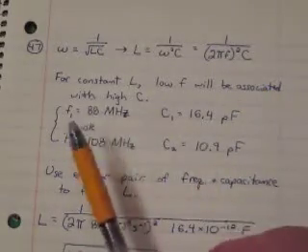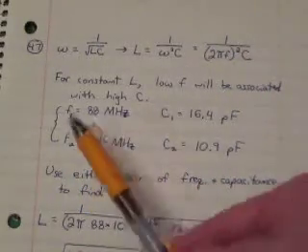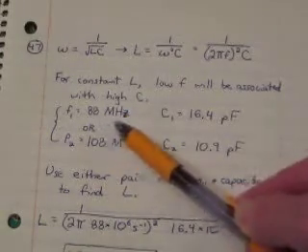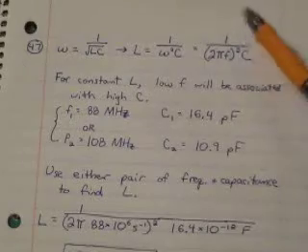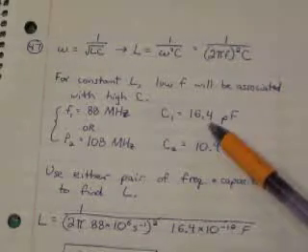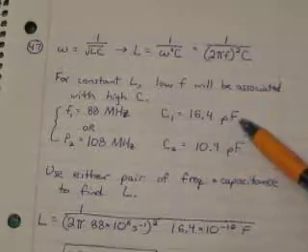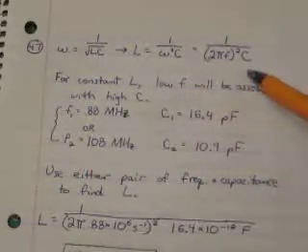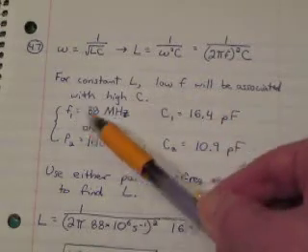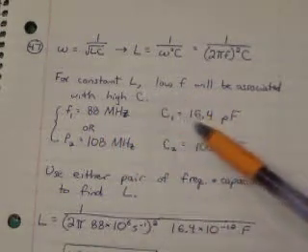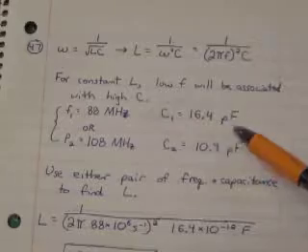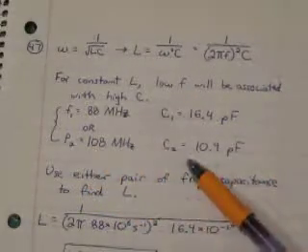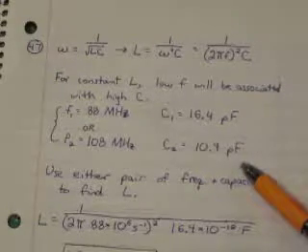When you let F1 equal the low frequency, 88 megahertz, that's 88 times 10 to the 6th hertz. Actually, I'm sorry. Let me back up. We're not plugging anything in yet. This is just saying that at a frequency of 88 megahertz, you get a capacitance of 16.4 picofarads. At a frequency of 108 megahertz, you use a capacitance of 10.9 picofarads.